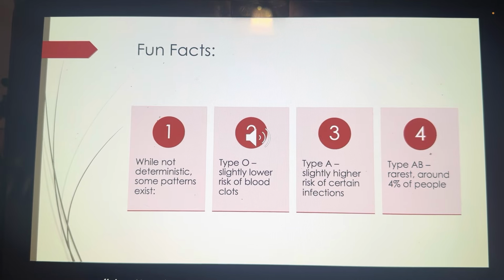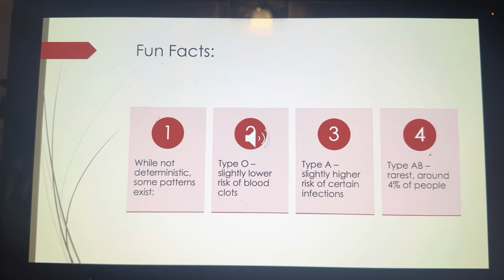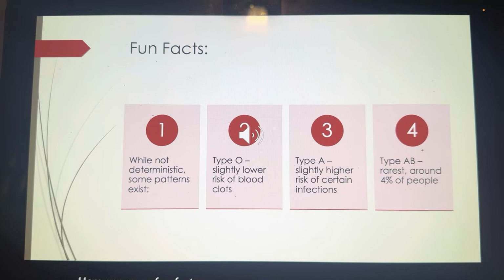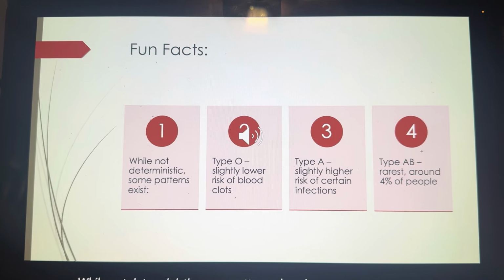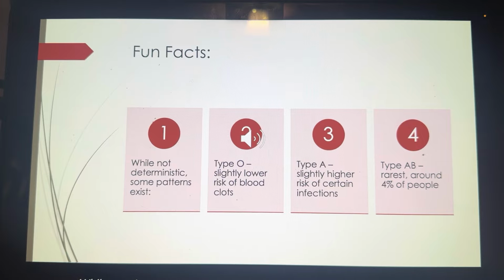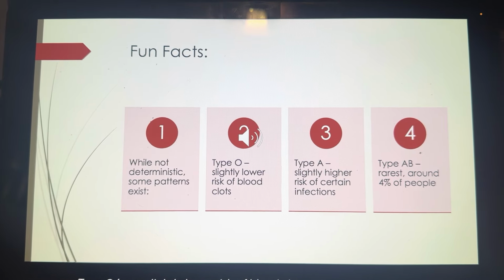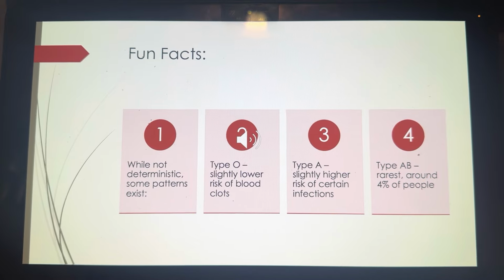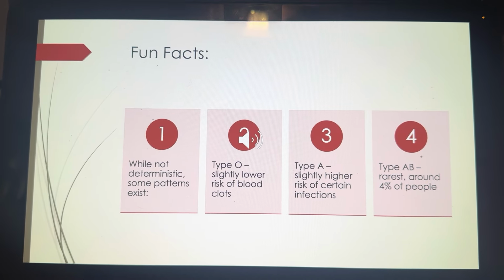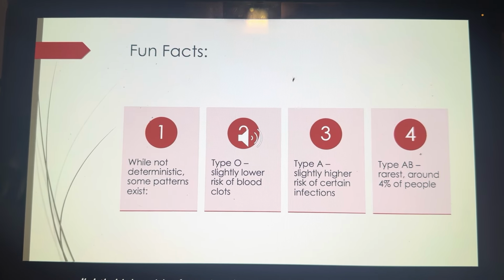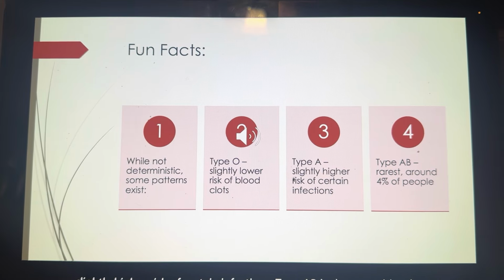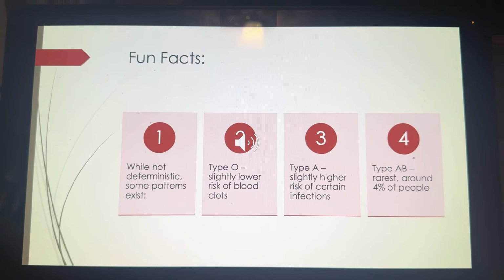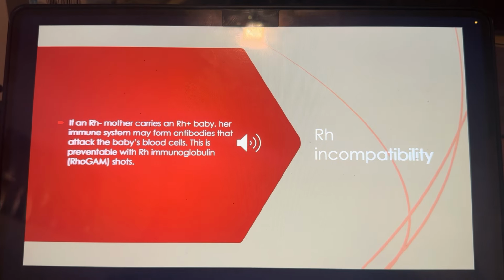Here are some fun facts. While not deterministic, some patterns do exist. Type O has a slightly lower risk of blood clots, whereas type A has a slightly higher risk of certain infections. Type AB is the rarest blood type. Only around 4% of people in the world have it. These effects come from how antigens interact with the immune and clotting systems.